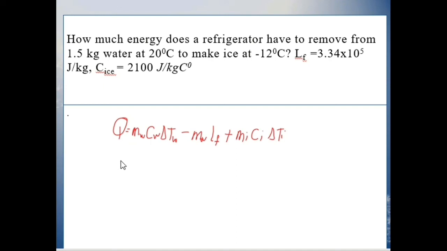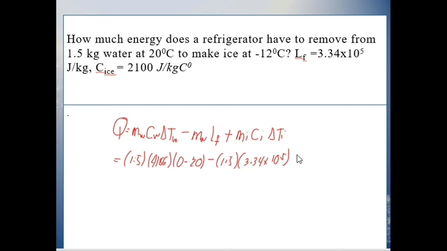Let's continue substituting the given. We now have mass of the water, 1.5 kilograms. C of the water, 4,186. Delta T, it's from 20 to 0. So the final is 0 minus 20. Minus mass of the water is 1.5. Latent heat of fusion is 3.34 times 10 to the 5.